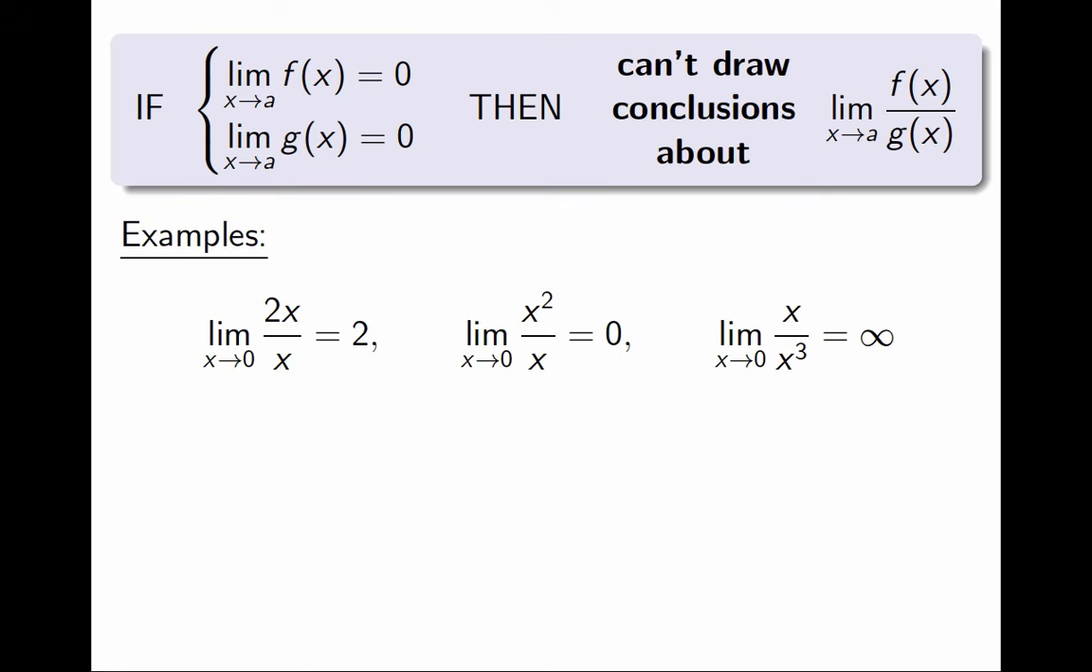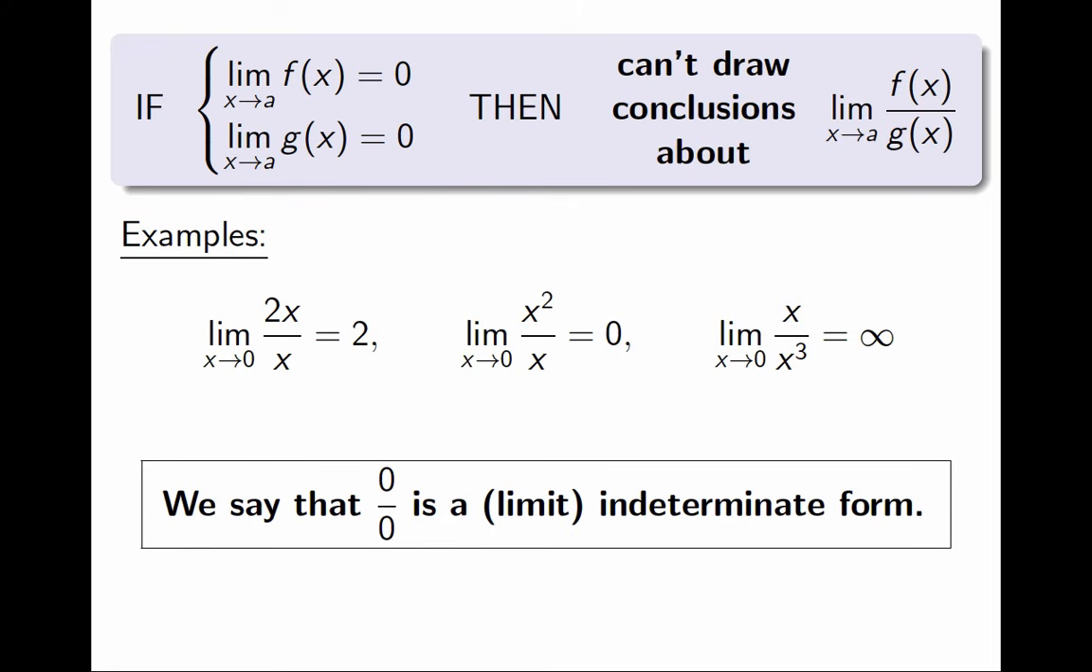In these three examples, the limit of the numerator is always 0, the limit of the denominator is always 0, but the limit of the quotient is different in each case. We say that 0 divided by 0 is a limit indeterminate form. And what it means is what I have at the top, nothing more, nothing less. Indeterminate form means that whenever we encounter this type of limit, 0 over 0, just from knowing that it is 0 over 0, I cannot draw any conclusions.